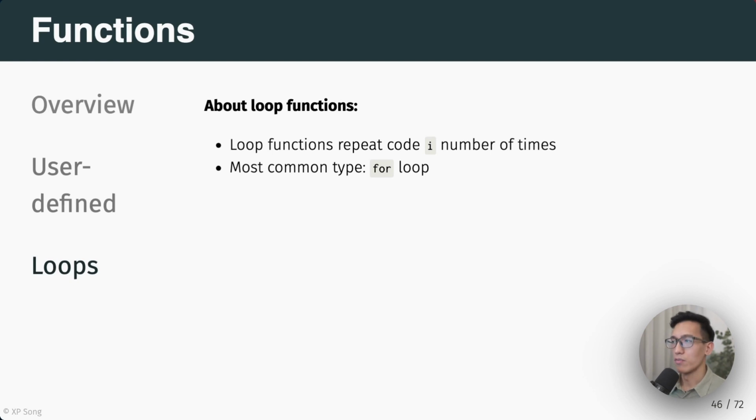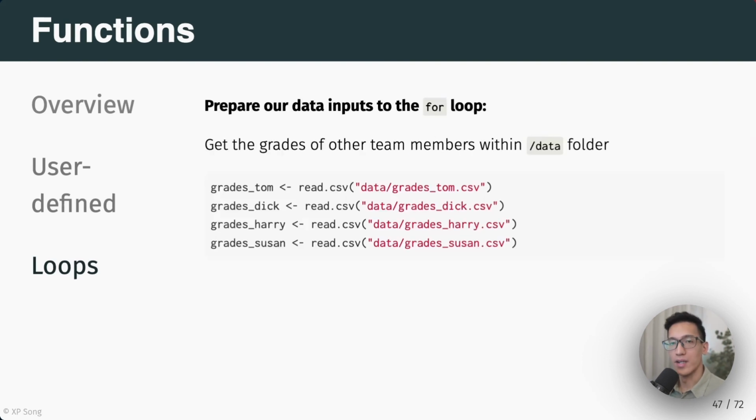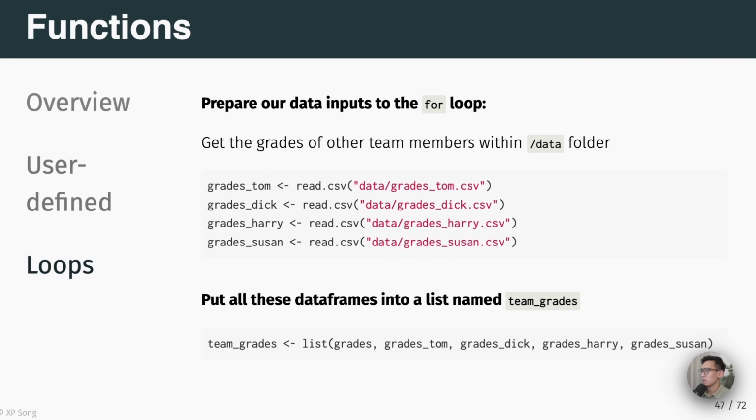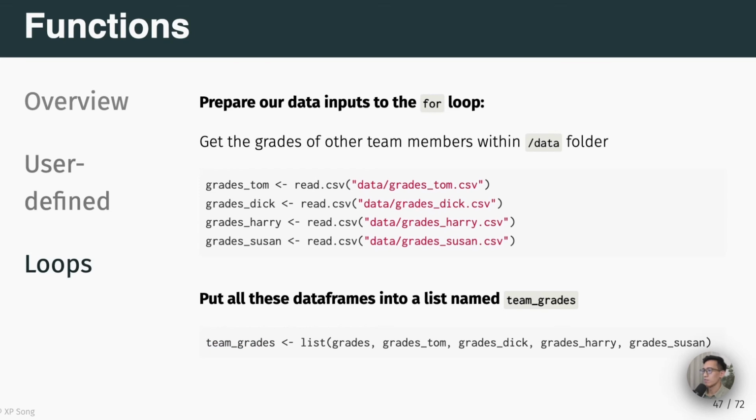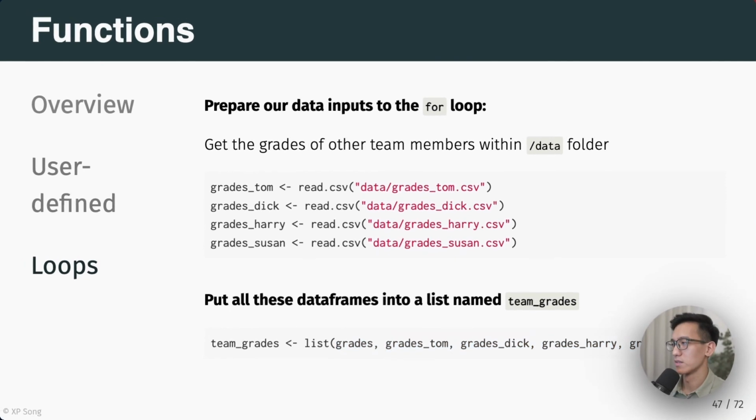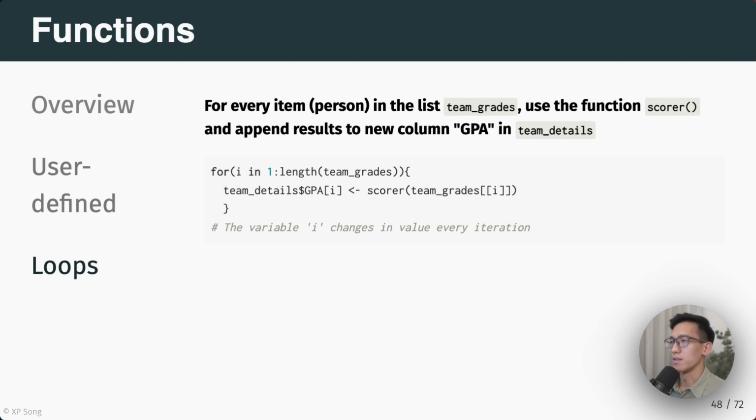Loops are a special type of function that allow you to repeat code for a specified number of times or number of iterations. The most common type of loop is called a for loop. Let's continue with our example. Let's say we have the grades for the other 4 team members in separate files. We can import them individually and combine them into a list named team grades. So we have 5 elements in this list, each containing a data frame of grades for a student in the class. Here is how a for loop looks like in R.